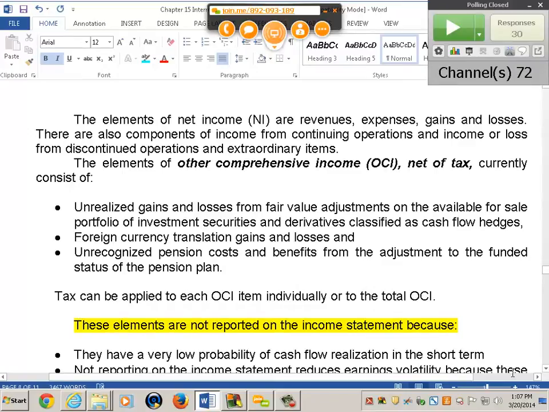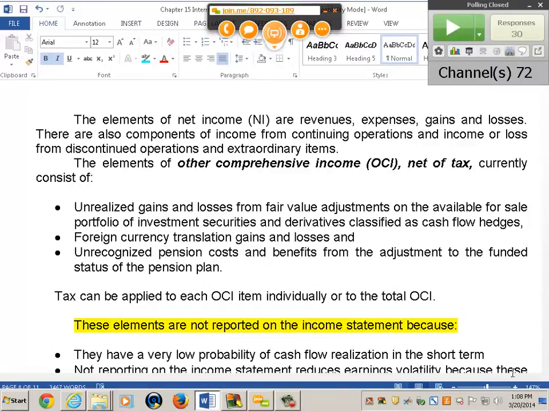Right now, and these are shown net of tax, the tax could be on each item individually, or it could be in total. Unrealized gains from marking securities to market. I'll see if I have a chance to do any hedging or derivatives in this class. If not, it should be picked up in advanced accounting over the summer. Foreign currency translation gains and losses are definitely covered in advanced accounting. And we're going to cover pension gains and losses here as well.